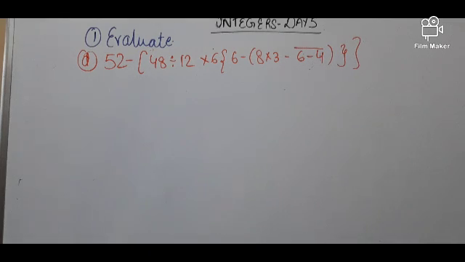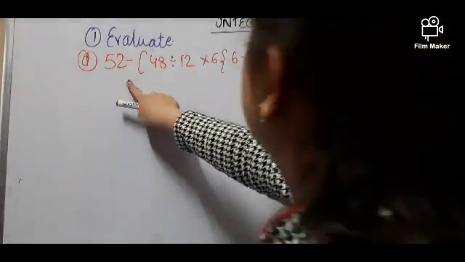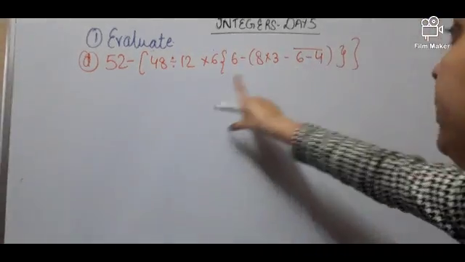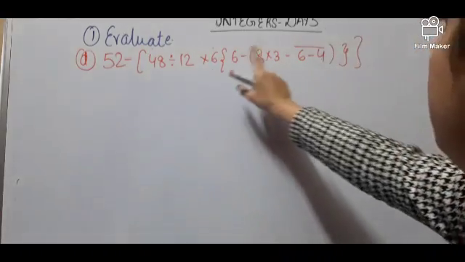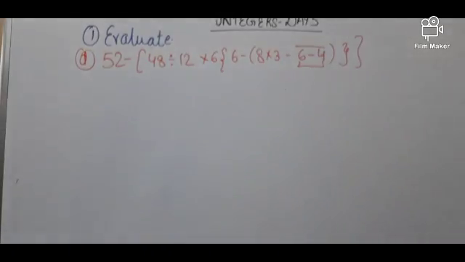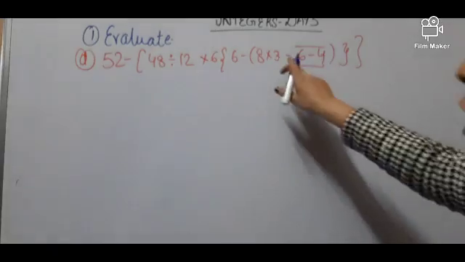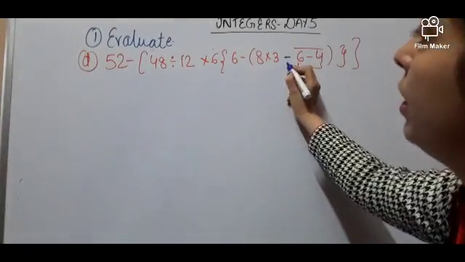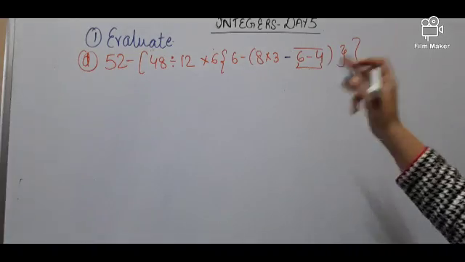So the next question is, we have vinculum, division, multiplication and subtraction signs in this question. So first we will solve the vinculum. When you solve a vinculum, just ignore the sign that is before the vinculum. We will not consider this sign. We can't say that minus minus is plus, so we will add the numbers.